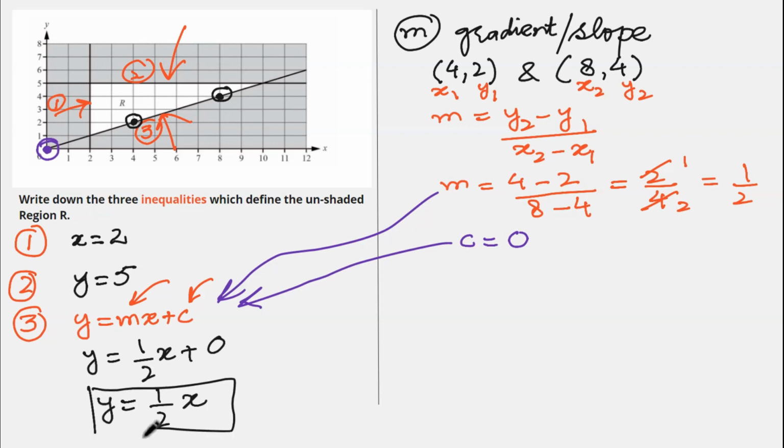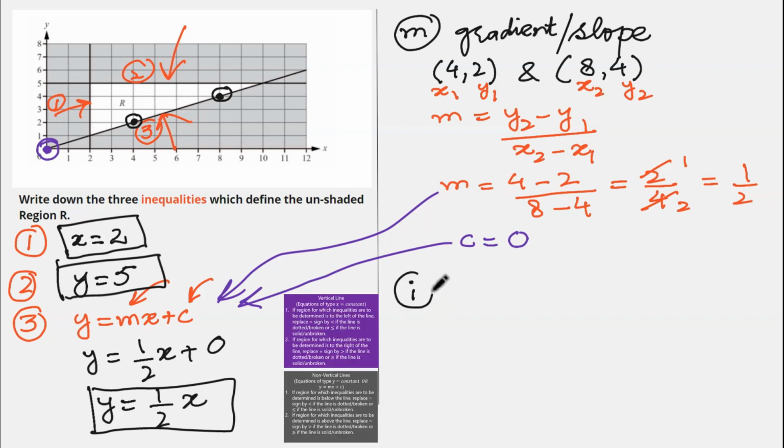Now you need to find the inequalities for them. You have got 3 equations. You just need to find the inequality. So let's do one by one. Now the first inequality, inequality number 1. Use this equation, x equals 2. This is the vertical line.